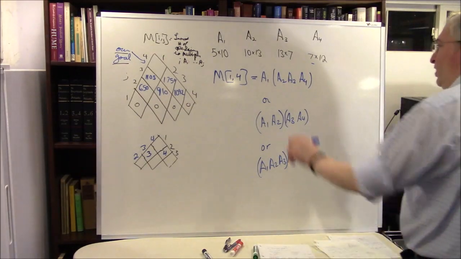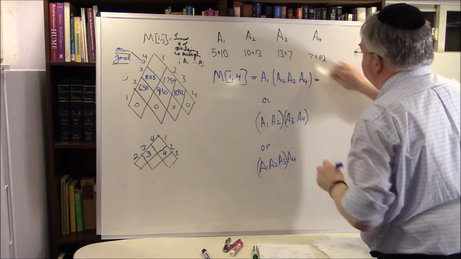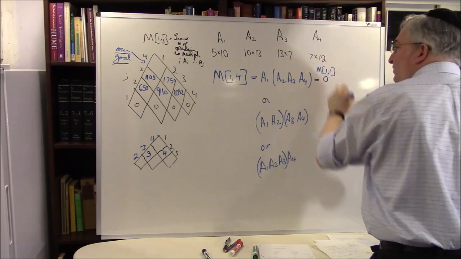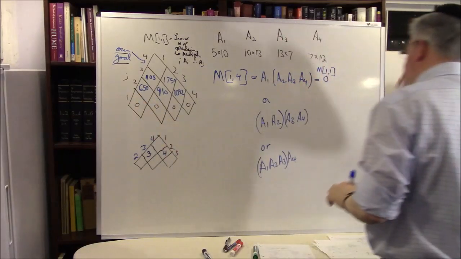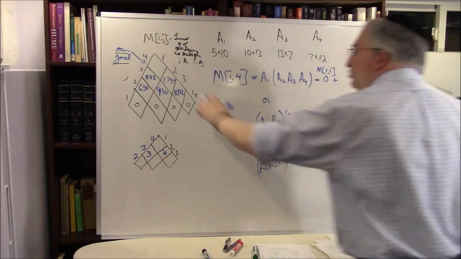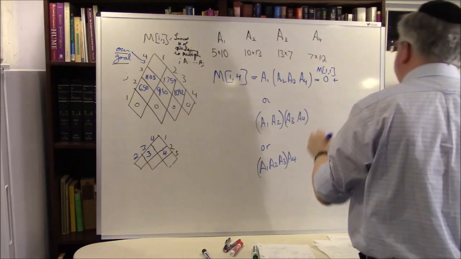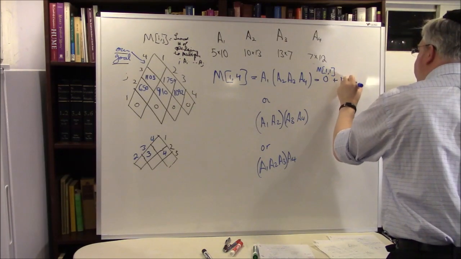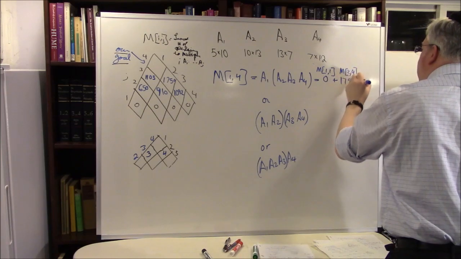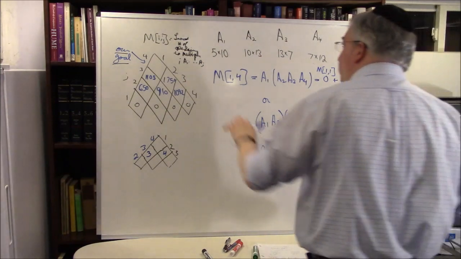Okay, so let's do this. A1 by itself is 0 operations. Let's just write that in. That's M1,1 is 0. Okay, next, plus A2 to 4, which is 1750. So 1750, that's M2,4, plus, hold on, we have to do the last multiplication. So let's do the last multiplication.